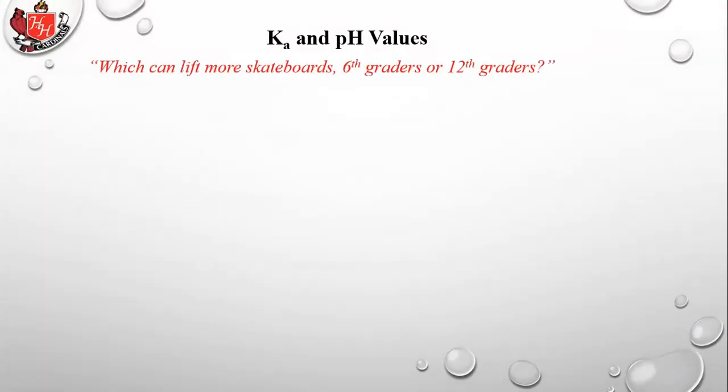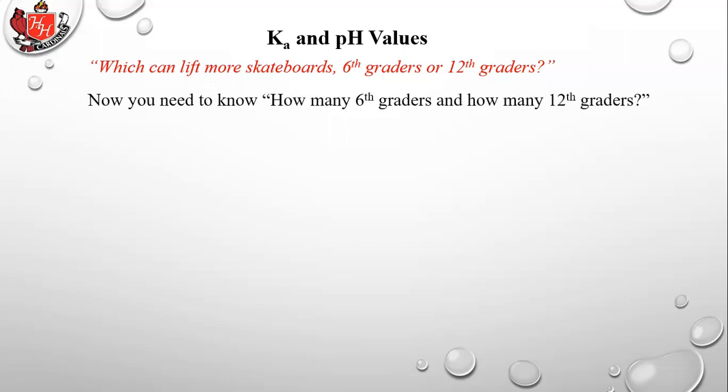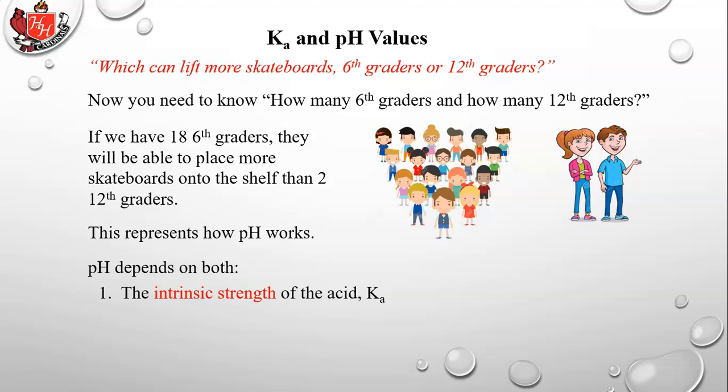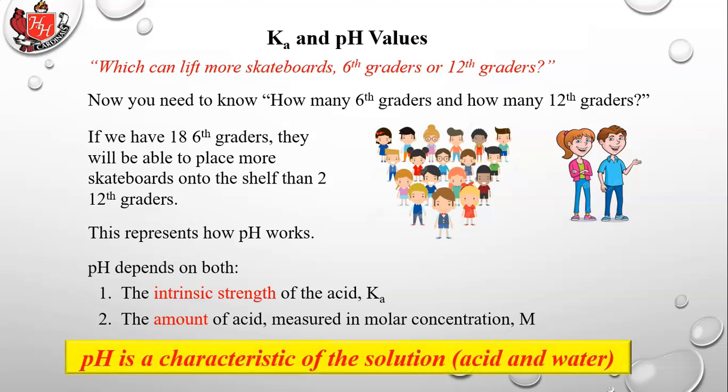Now, which can lift more skateboards, 6th graders or 12th graders? Now you need to know how many 6th graders and how many 12th graders. So if we have 18 6th graders, they will be able to place more skateboards onto the shelf than 2 12th graders. This is how pH works. So pH depends both on the intrinsic strength of the acid, Ka, but also on the amount of acid. That's measured in molar concentration. So pH is a characteristic of the solution. That's the acid and the water together. It's how many hydronium ions. It's the concentration of hydronium ions in the solution.